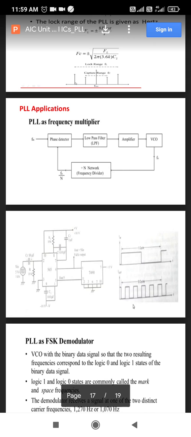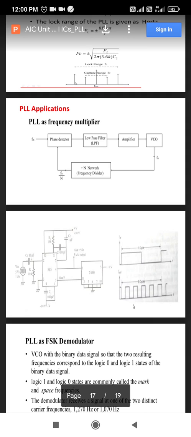So by taking one reference signal, it can generate the multiple frequencies. Any frequency it can generate. So that circuit which generates the multiple frequencies by taking the one reference input frequency, that circuit is known as frequency synthesizer or frequency multiplier. So by using PLL, we can design this frequency multiplier or frequency synthesizer.